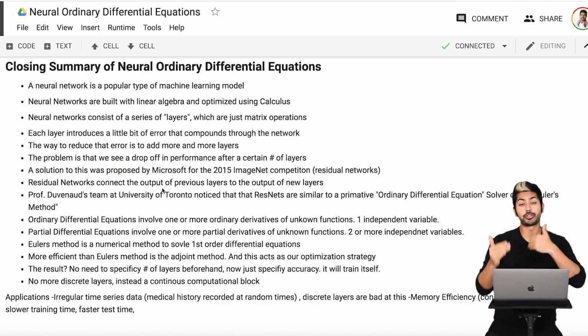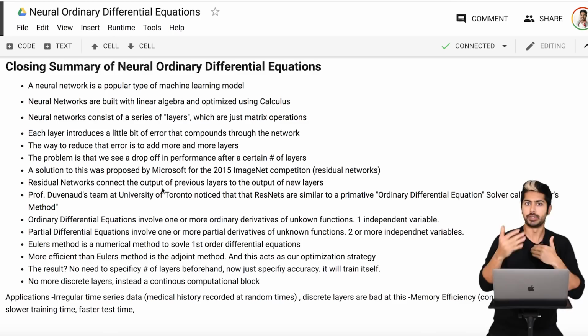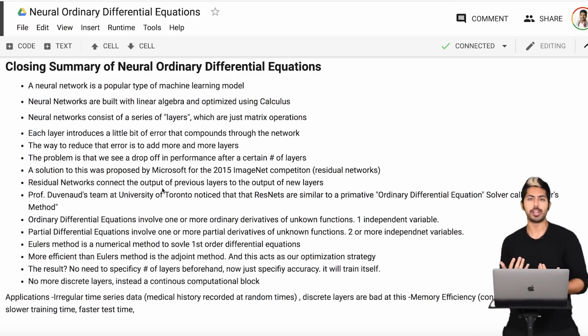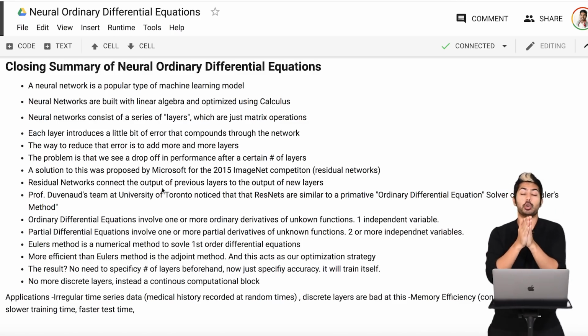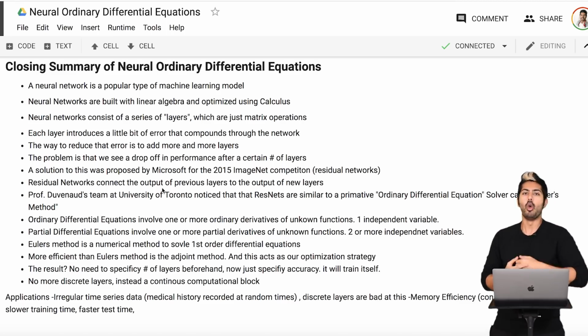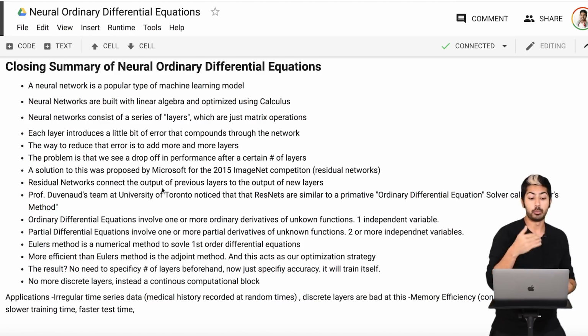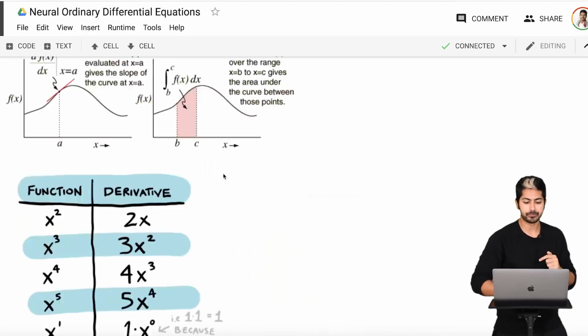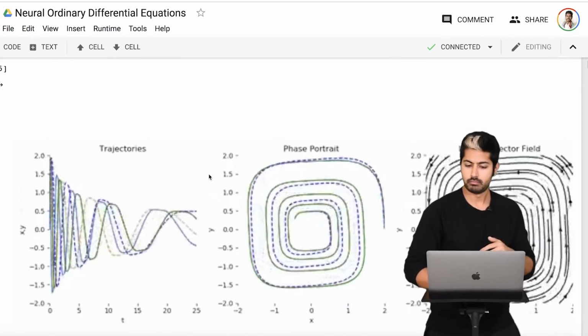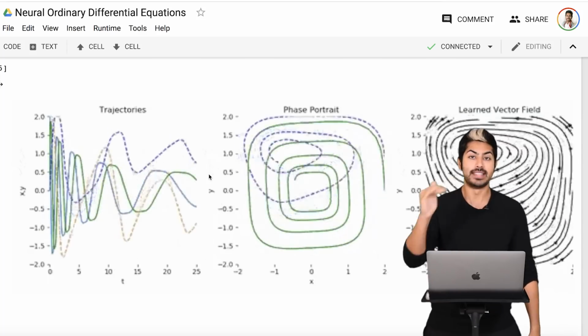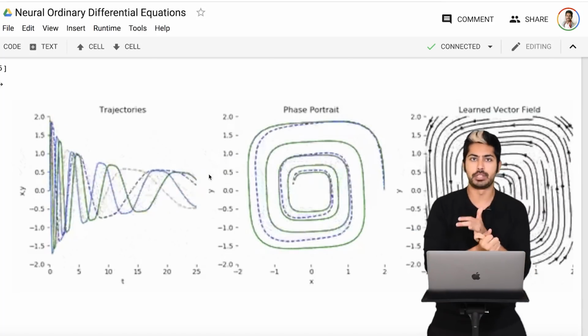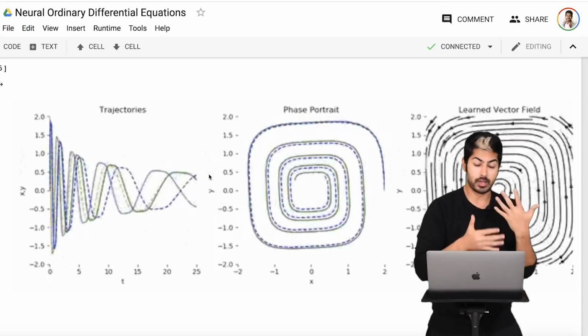And so what the researchers found was that this equation for a residual network resembles an ordinary differential equation. So why don't we use ordinary differential equation solvers like Euler's method or the adjoint method to solve a neural network and instead have continuous layers? And when they did that, it actually worked and it had a better prediction result than a recurrent network did for approximating this function right here. And what happens then is we can apply it to irregular time series data in the future to have better predictions.